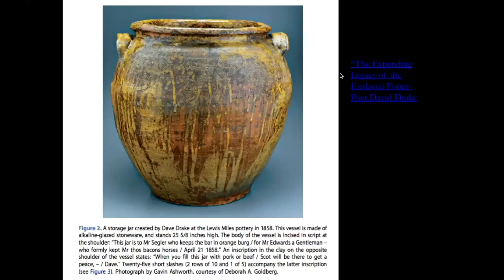So this one says, this jar is to Mr. Siegler, who built the bar in Arnsburg, for Mr. Edwards, a gentleman who formerly kept Mr. Thomas Bacon's horses. And he was basically always taking advantage of the opportunity to assert his literacy, even in this environment in which it was very dangerous for people to know that an enslaved African American had the ability to write.